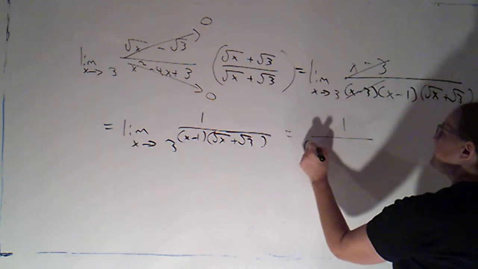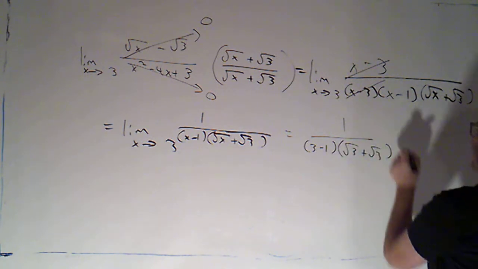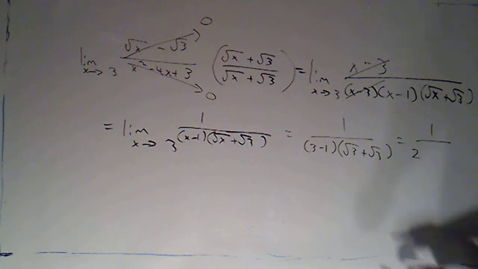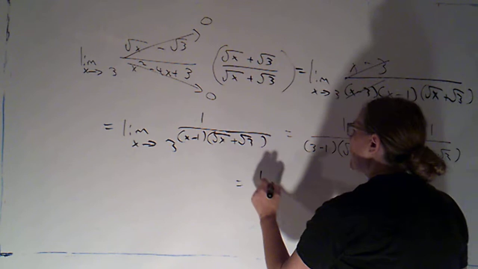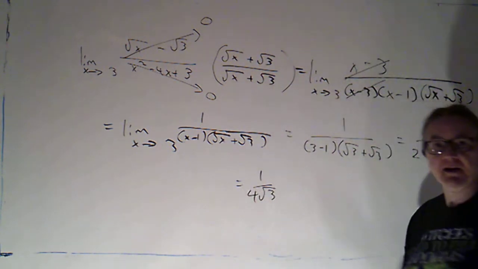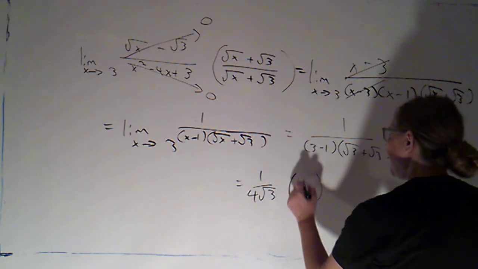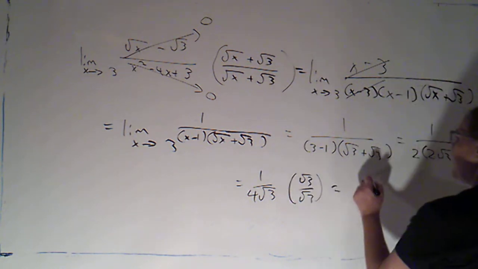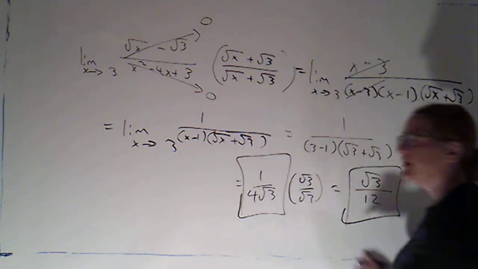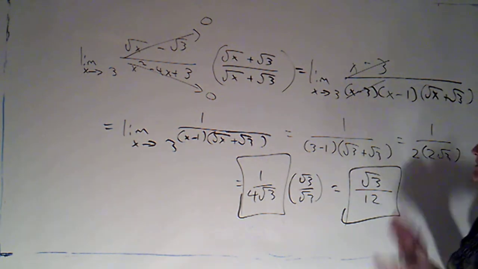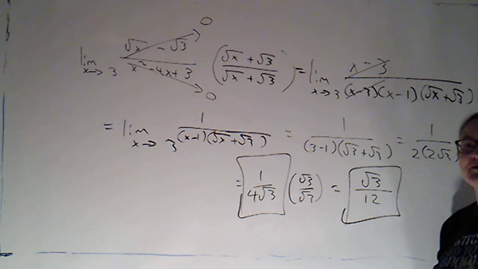So that's 1 over (3 minus 1) times (root 3 plus root 3). That's 1 over 2 times, this would be 2 root 3. So that would be 1 over 4 root 3. I'm fine if you leave it in that form. If you wanted to rationalize, you certainly could. That would make it root 3 over 12. I would accept either version of the answer for this problem. And certainly you could get there also by using L'Hopital's rule. You should get the same answer if you do it that way, of course.